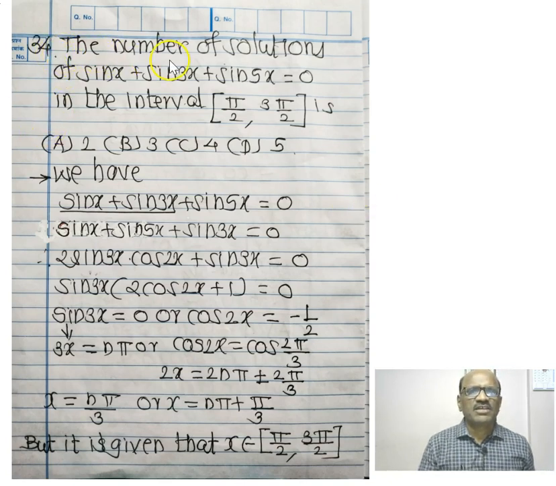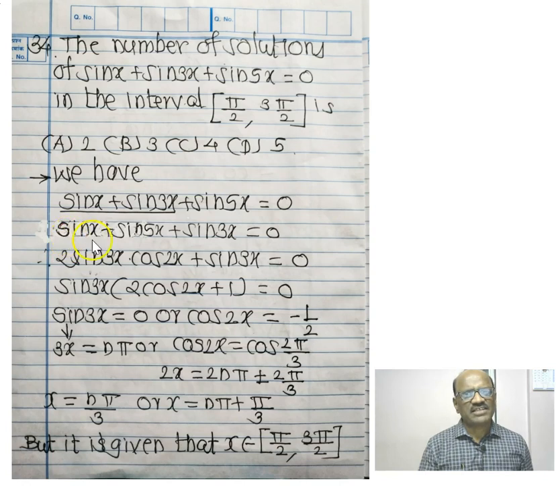Question number 34. The number of solutions of sin x + sin 3x + sin 5x = 0 in the interval pi/2 to 3pi/2 is: 2, 3, 4 and 5. Now we'll see the answer. We have sin x + sin 3x + sin 5x = 0.